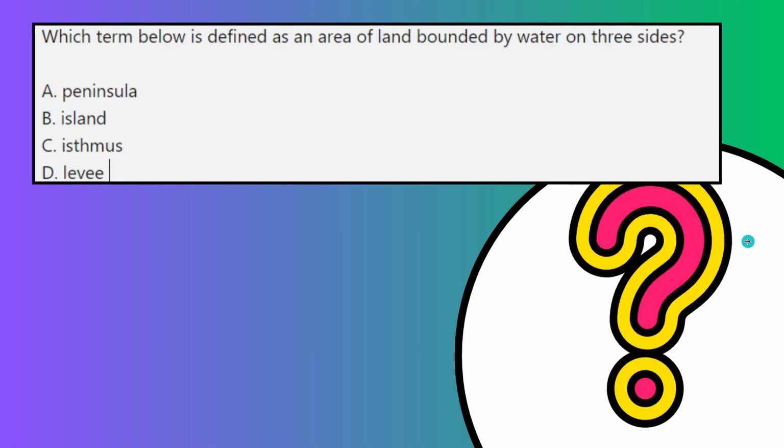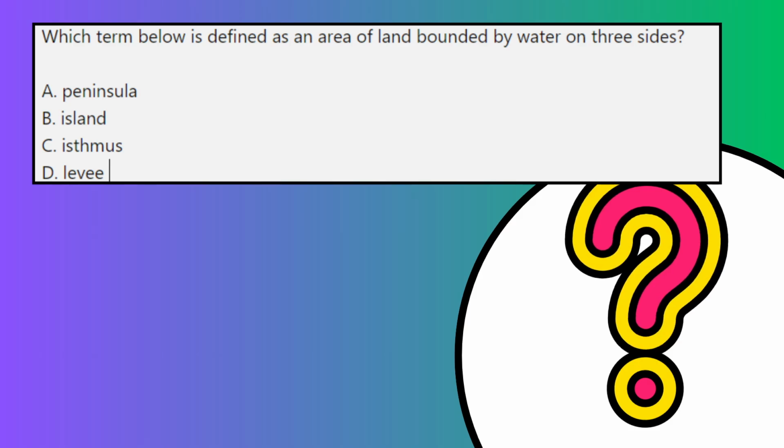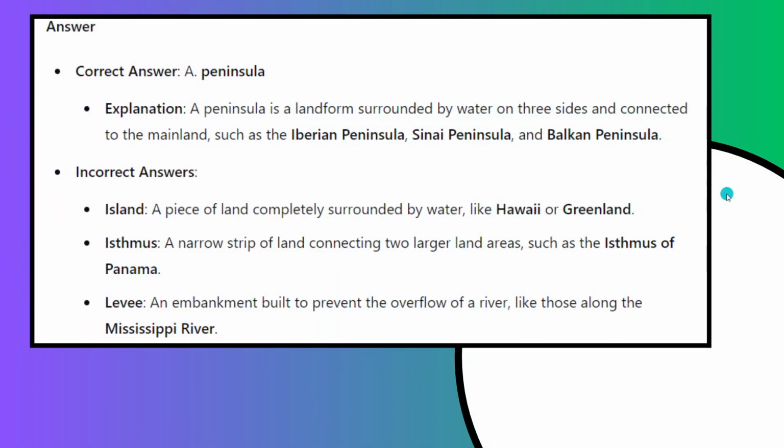Now, let's do our quick quiz check. Which term below is defined as an area of land bounded by water on three sides? Take just a second, pause and think. And then if you guessed peninsula, you would be correct. Remember that a peninsula is a landform surrounded by water on three sides and connected to the mainland. As far as incorrect answers go, remember that an island is completely surrounded by water. An isthmus is a narrow strip of land connecting two larger areas, and you've got water on both sides. And a levee is an embankment built to prevent the overflow of a river.